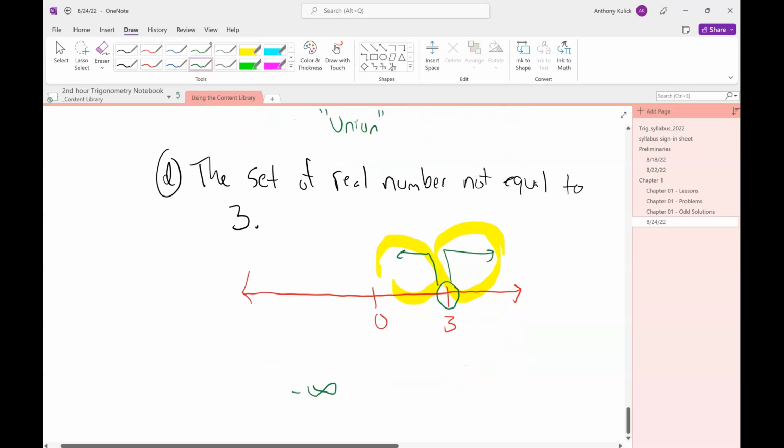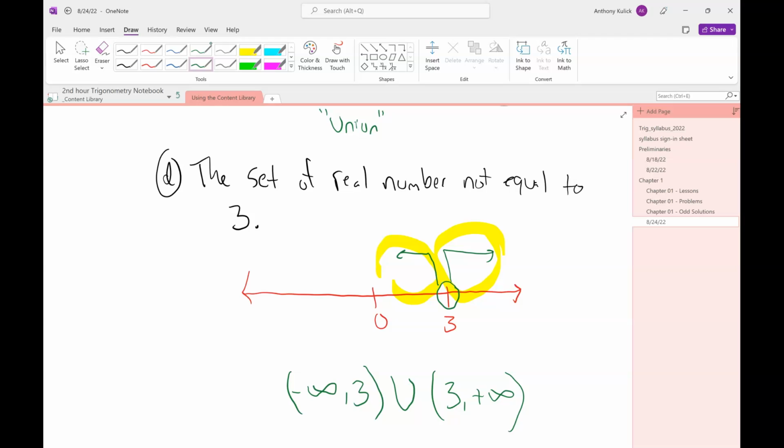So we have negative infinity to 3. Good. I heard somebody say that. And what do I use here? Parentheses for both. And then the next interval, union. Okay. And then 3, parentheses for both. Very good. They did say union. That's great. Does everybody feel pretty good about doing this? Is this starting to come back? Yes. Good.